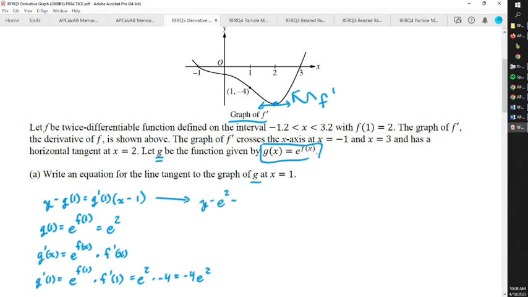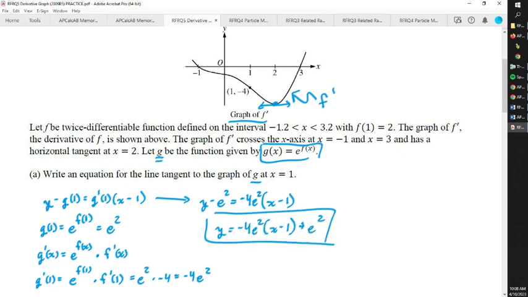So I plug those into my tangent line, and you can be done right there. I actually don't like to leave my tangent lines like this. I like to get the y alone. But that's just me. You don't have to do this. But that's where I would leave my answer.